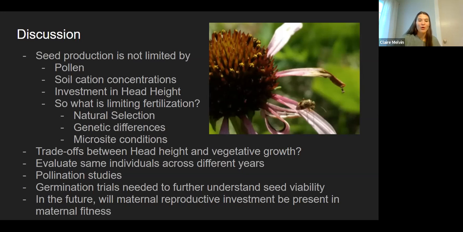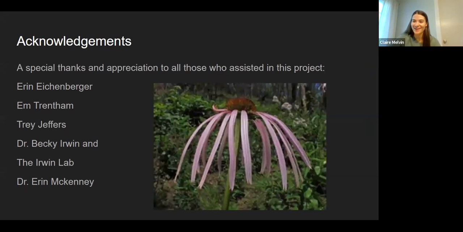And this can all help inform our understanding of maternal reproductive investment. So then we can understand in the future how this can correlate with maternal fitness, which will help us learn how these plants are doing in the long run and their long-term projection.